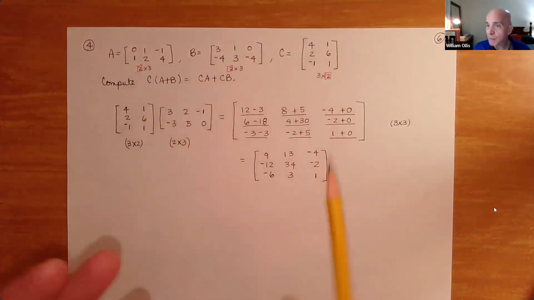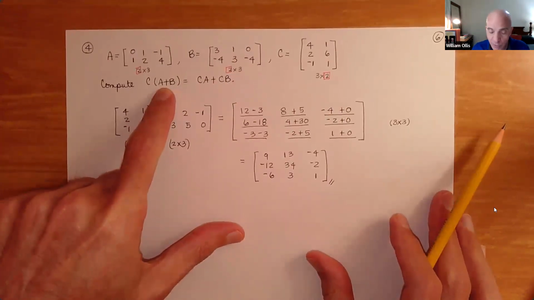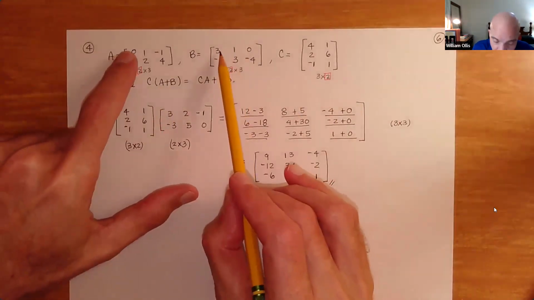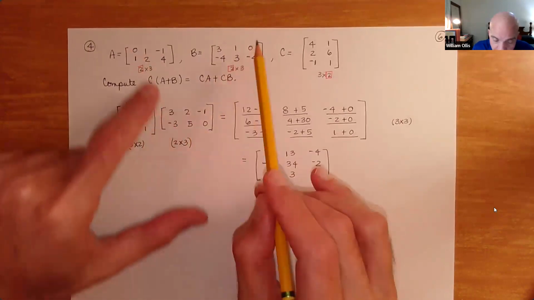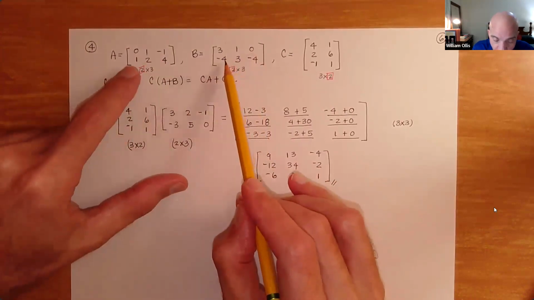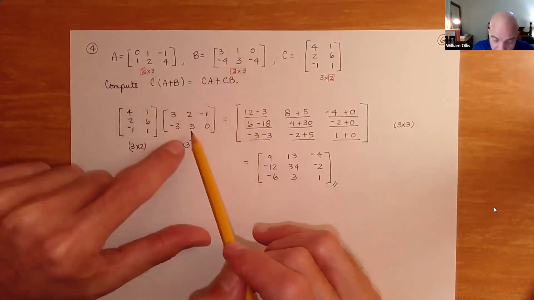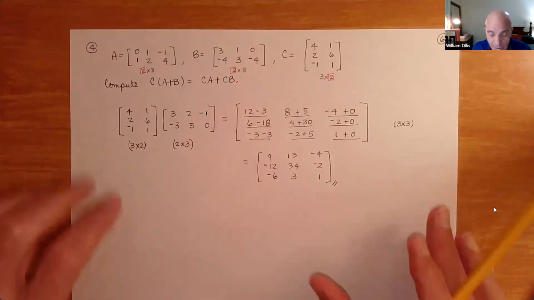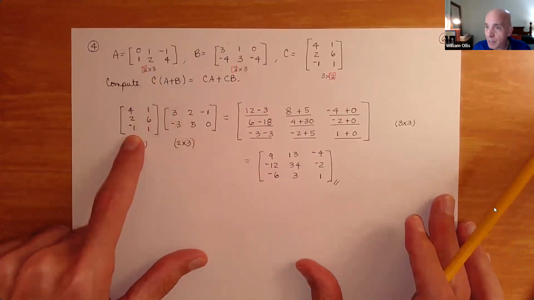So now, just to make the process easier, we'll use the identity for the distributive law and add matrices A and B. So we have 0 plus 3 is 3, 1 plus 1 is 2, -1 plus 0 is -1, 1 plus -4 is -3, 2 plus 3 is 5, and 4 plus -4 is 0. Now we can simply write the matrix C on the left.